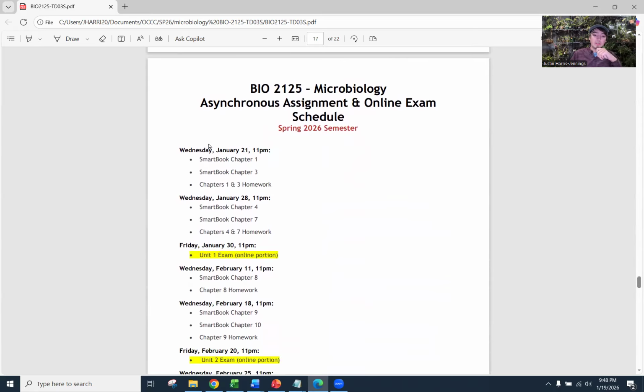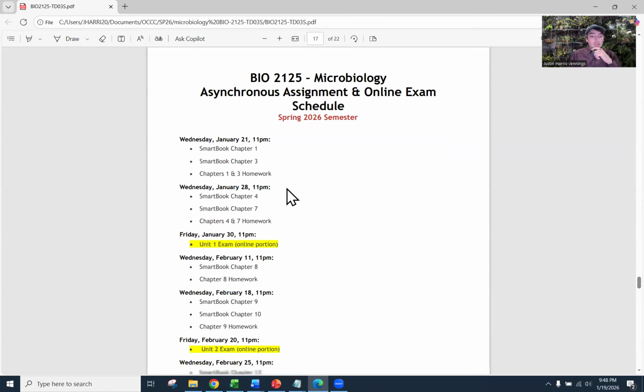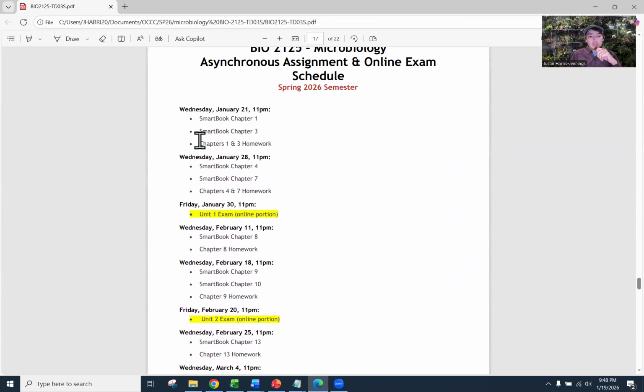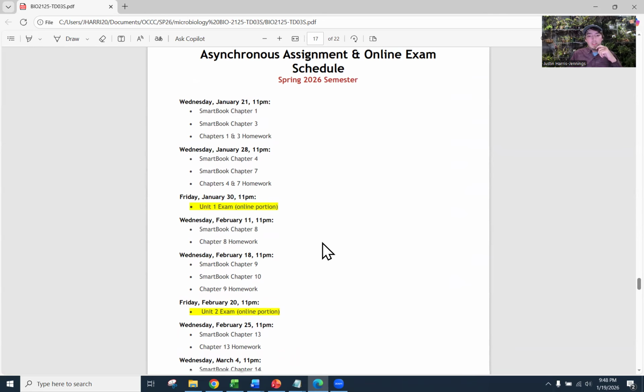If you scroll all the way down, you'll get to the schedules. So the first schedule you'll see is the homework assignment schedule. The first homework assignment is this Wednesday, where you have chapter 1 and chapter 3 in homework 1 and 3. And then you'll see the Unit 1 exam is going to be on January 30th. All of these are due at 11 p.m.